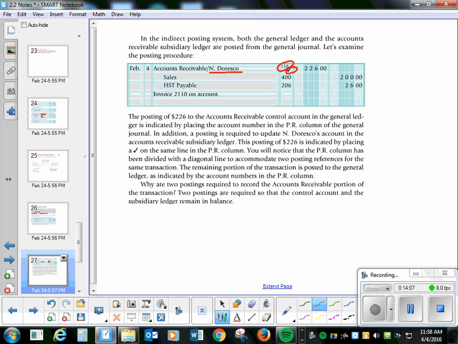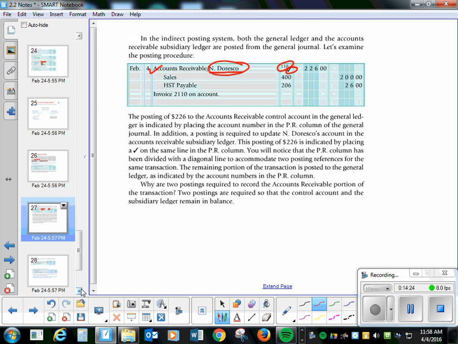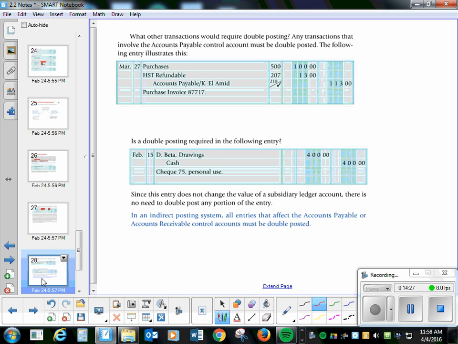And why are two postings required to record the accounts receivable portion of the transaction? Two postings are required so that the control account and the subsidiary ledger remain in balance. Because if we change the accounts receivable and we don't change this person's account, it's not going to stay in balance. What other transactions would require double posting? Any transactions that involve the accounts payable control account must be double posted. So this one shows that the 210 went to accounts payable, and this check mark shows that we also put that to this creditor's account.